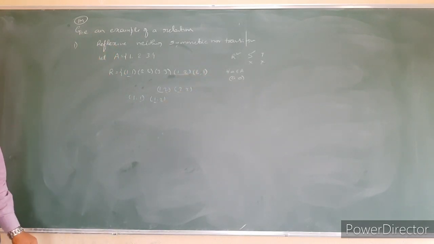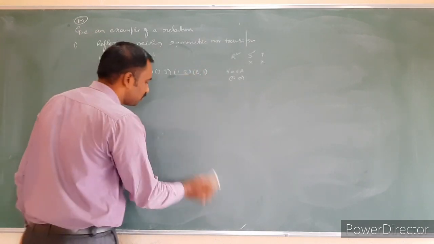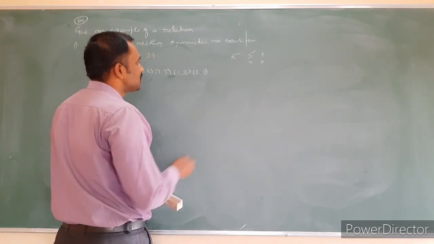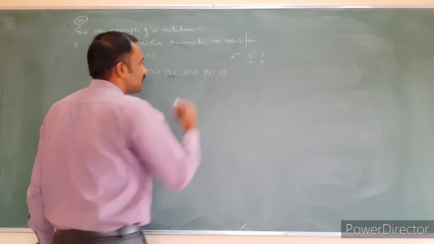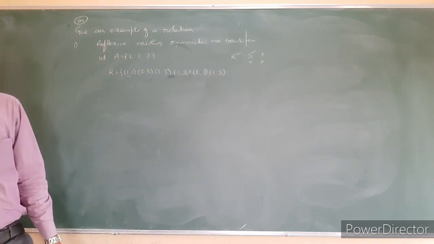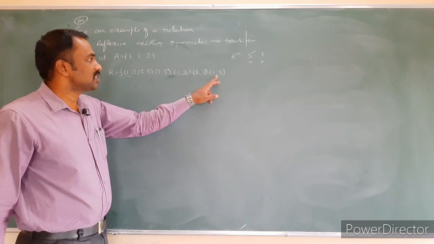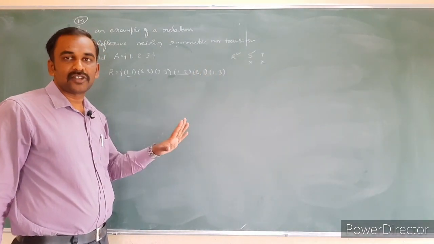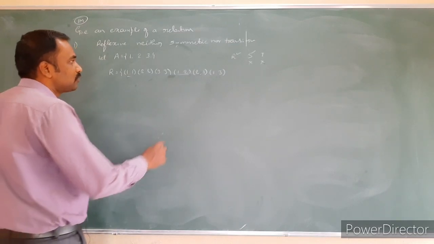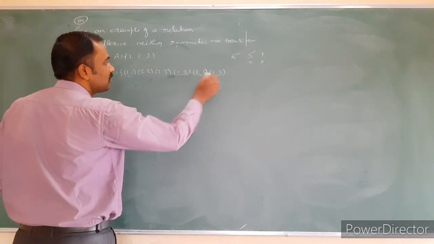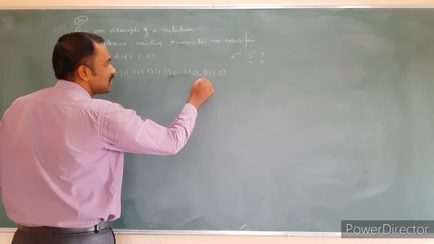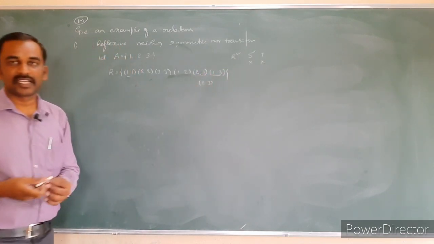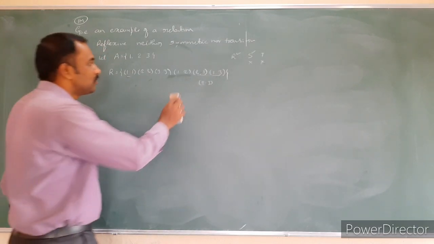If I write 2 comma 1, again it becomes symmetric, but it should not be symmetric. For that, I just add one more ordered pair, 1 comma 3. In 1 comma 3, check whether it is symmetric. 1 comma 3, A comma B is there, B comma A is required, but it is not there. Check the transitive. 2 comma 1, 1 comma 3, A comma B, B comma C, so 2 comma 3 is required, but 2 comma 3 is not there, so it is not transitive. Hence we got the required condition.